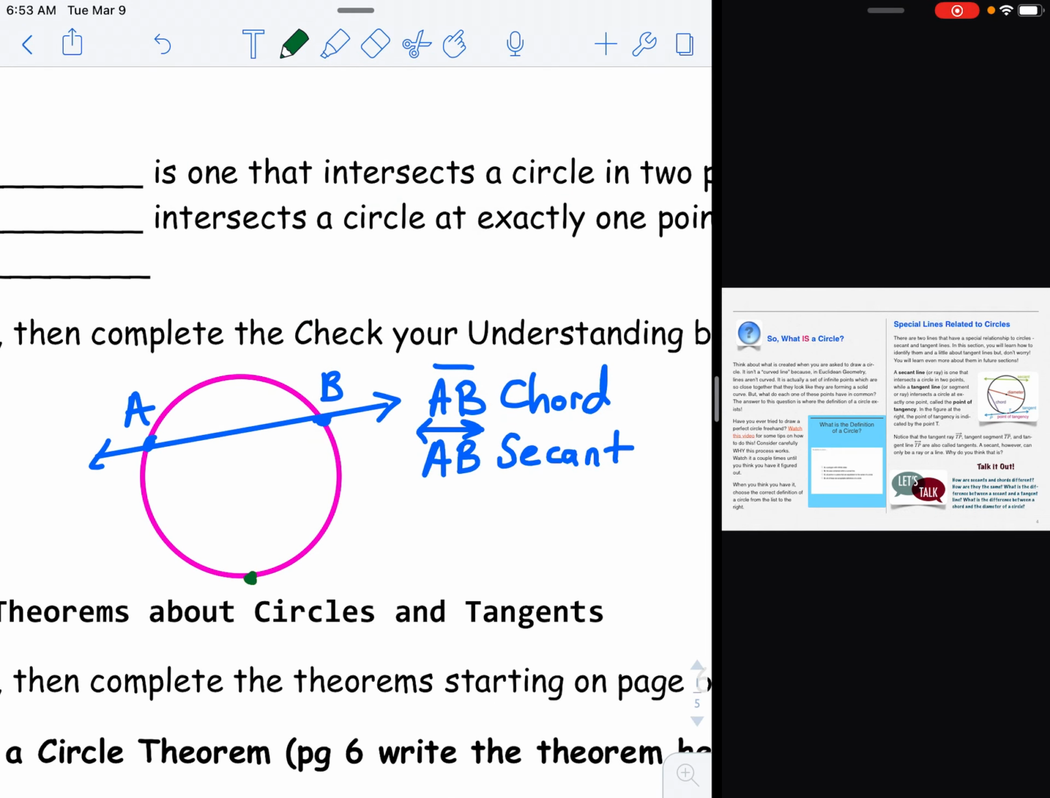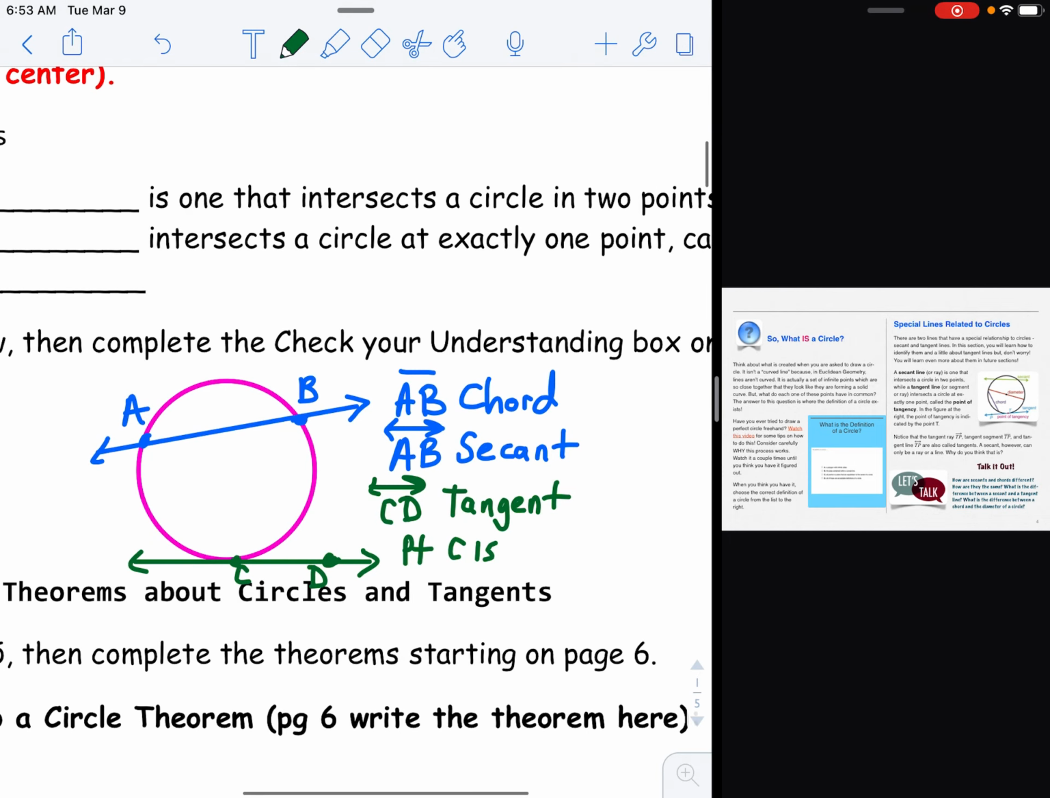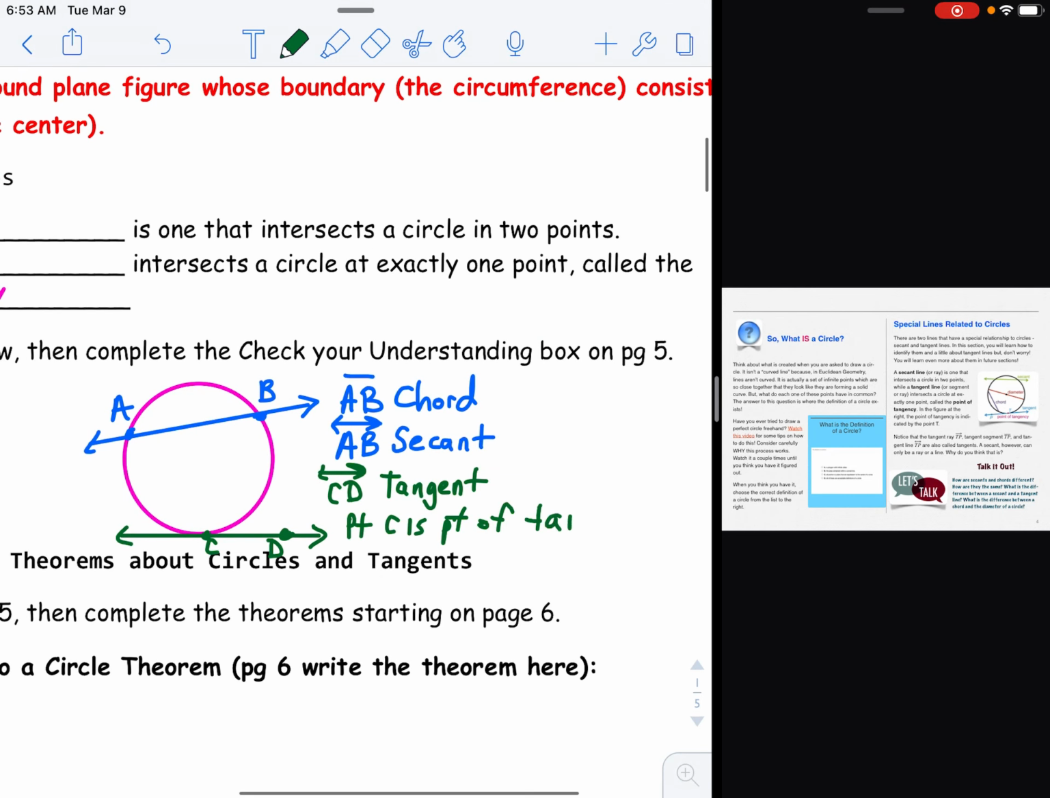All right. We'll call this CD. CD is a tangent line. It touches the circle at one point and one point only, where point C is the point of tangency.